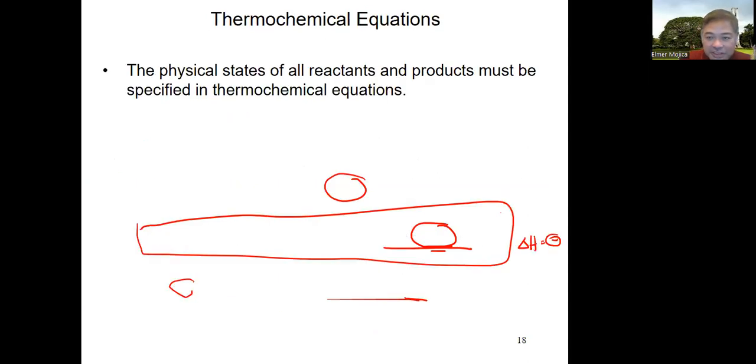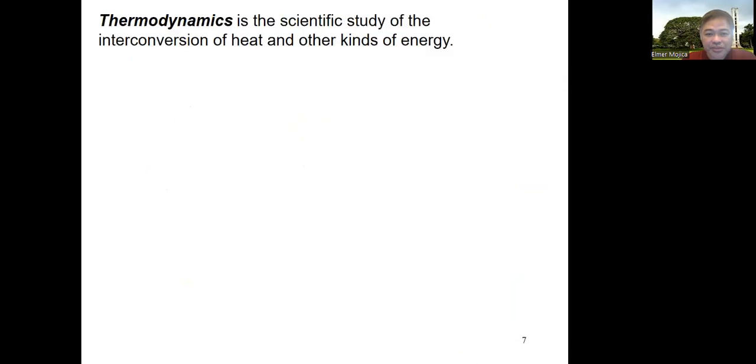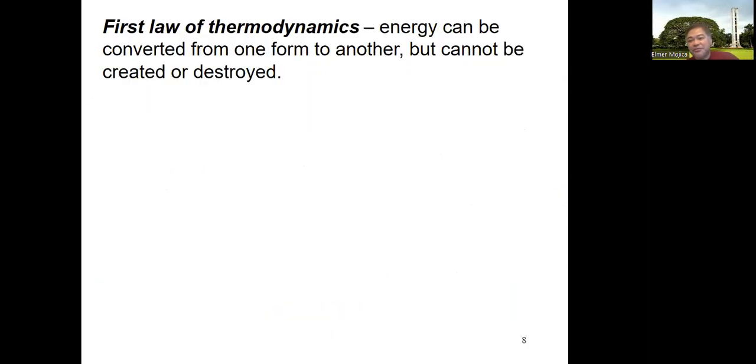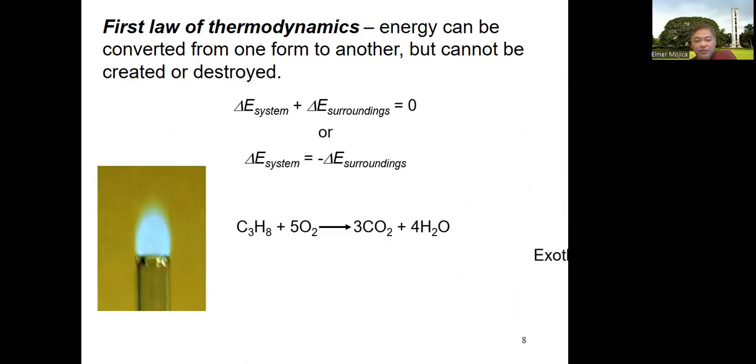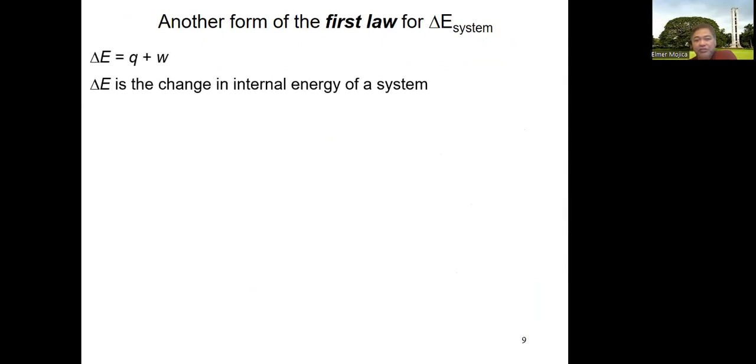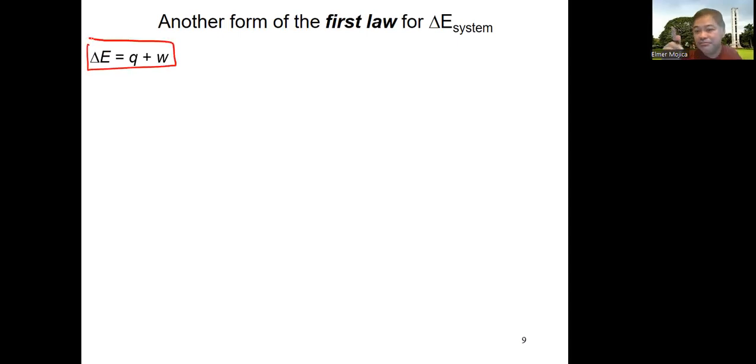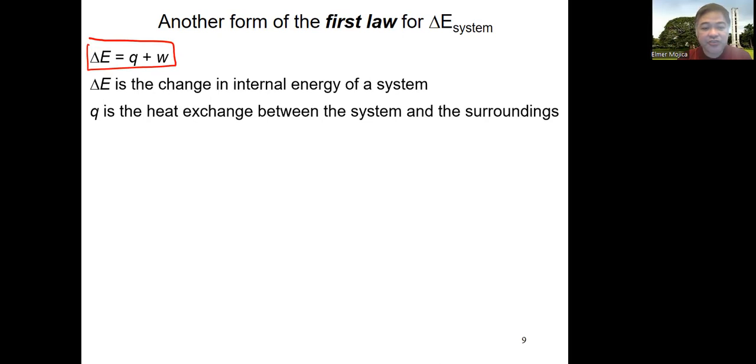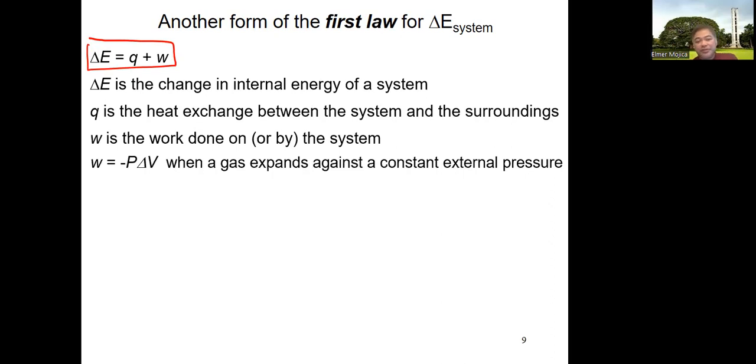Now we can discuss this Q, because the next thing that we have here is the so-called first law of thermodynamics. So what is the first law of thermodynamics? This is just the law of conservation of energy. Energy cannot be created nor destroyed. It can only be transformed from one form to another. If we look at this form of the first law, this is the main source, the internal energy of the system. So Q is the heat and W is the work. W is the negative of P delta V.